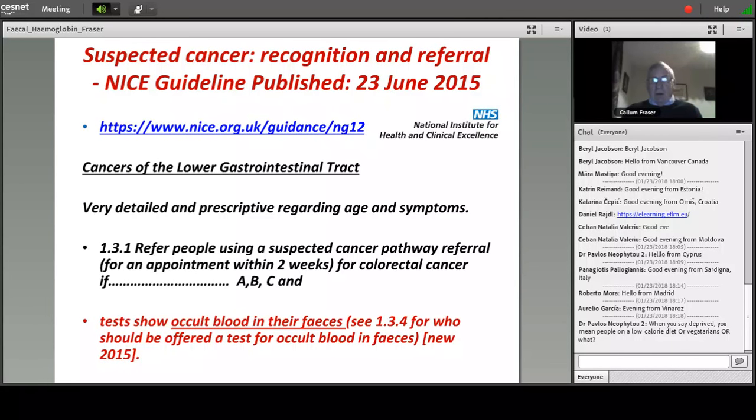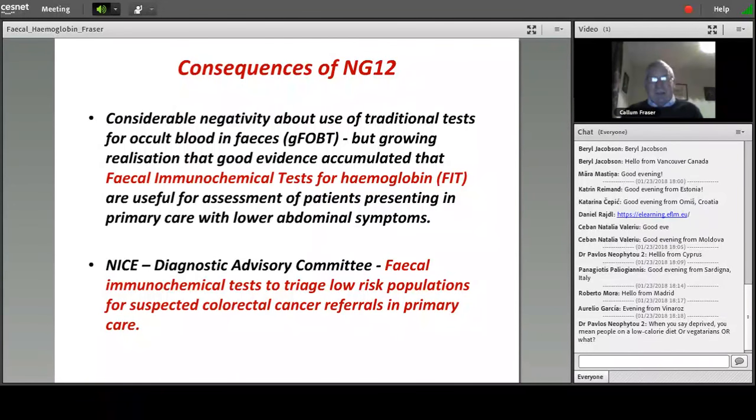Some of the things that it stated: primary care should refer people using a suspected colorectal cancer referral, that is, they have to be seen within 2 weeks in secondary care, if, and then it's a big, complicated list of ages, but also if tests show occult blood in their feces. And the second group should get tests for occult blood in feces, generally people who would be considered at low risk. So this, which appeared kind of out of the blue, actually caused a lot of consternation.